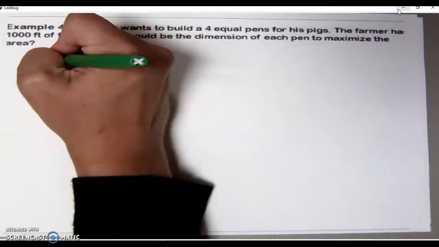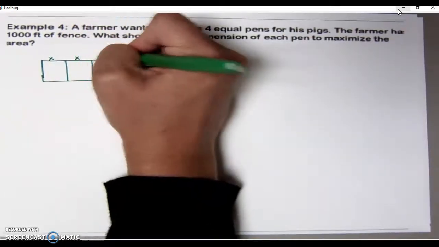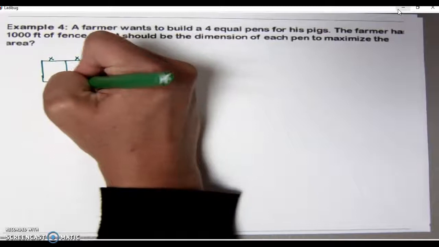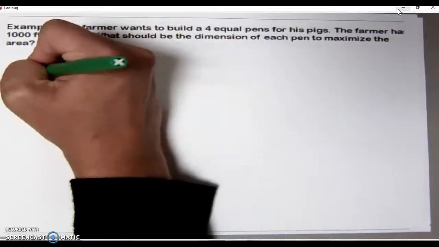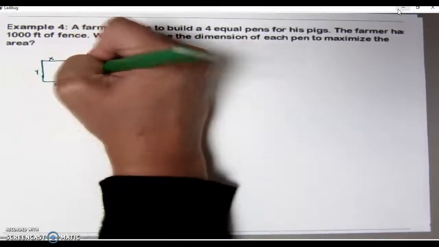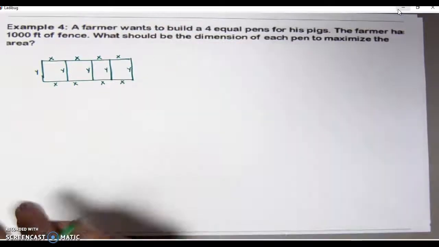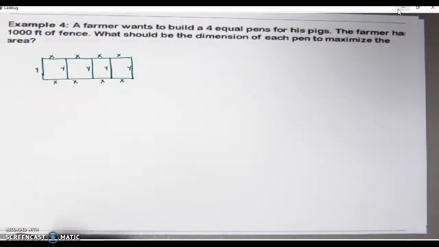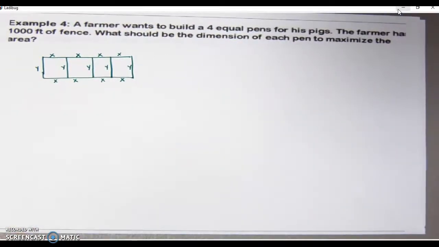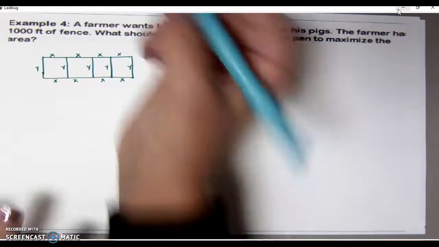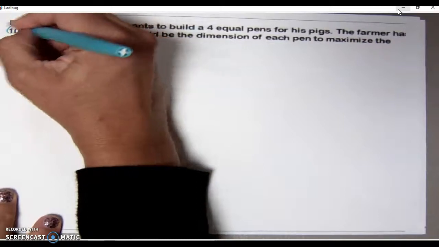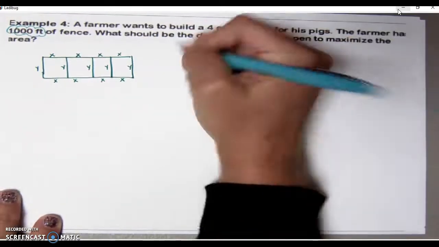We'll say each of them has a length of X, and then we'll say each of them has a height of Y. They could all be the same thing, but we're not sure, so I'm going to use X's and Y's. So 4 equal pens, if I made that, he has 1,000 feet of fence. So 1,000 feet of fence is talking about the perimeter.